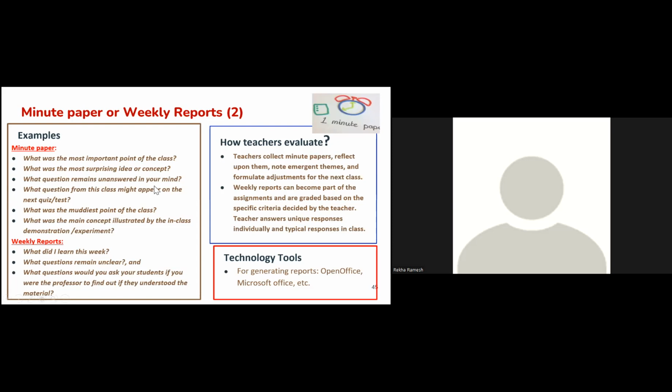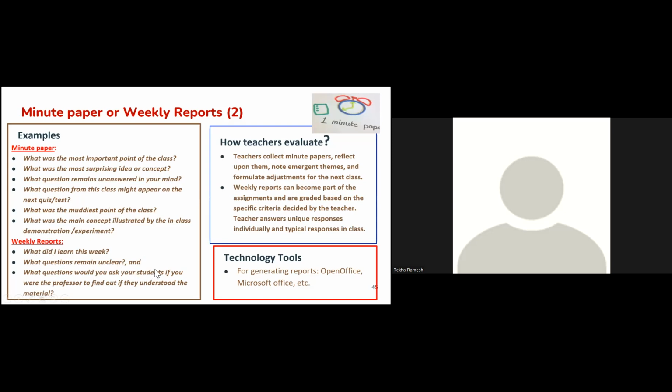If you get so many muddy points, that means there is some fault in your teaching itself. And if only a few students are telling you some muddiest point, then you can say, okay, it is individual attention that I have to give to those students. If the majority of the students talk about one single point, that means the students have not understood that point. So you can repeat that in the next class.